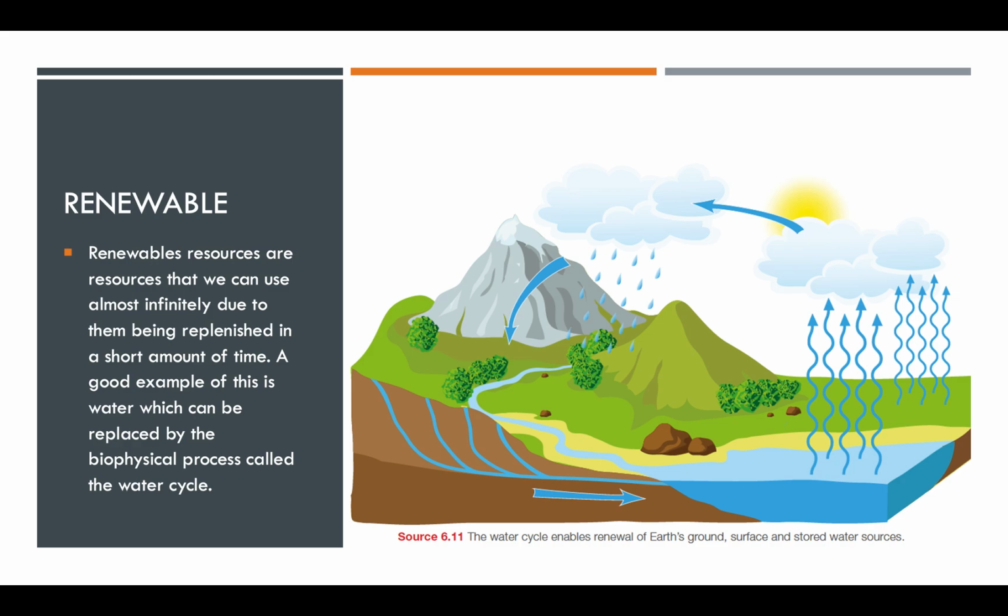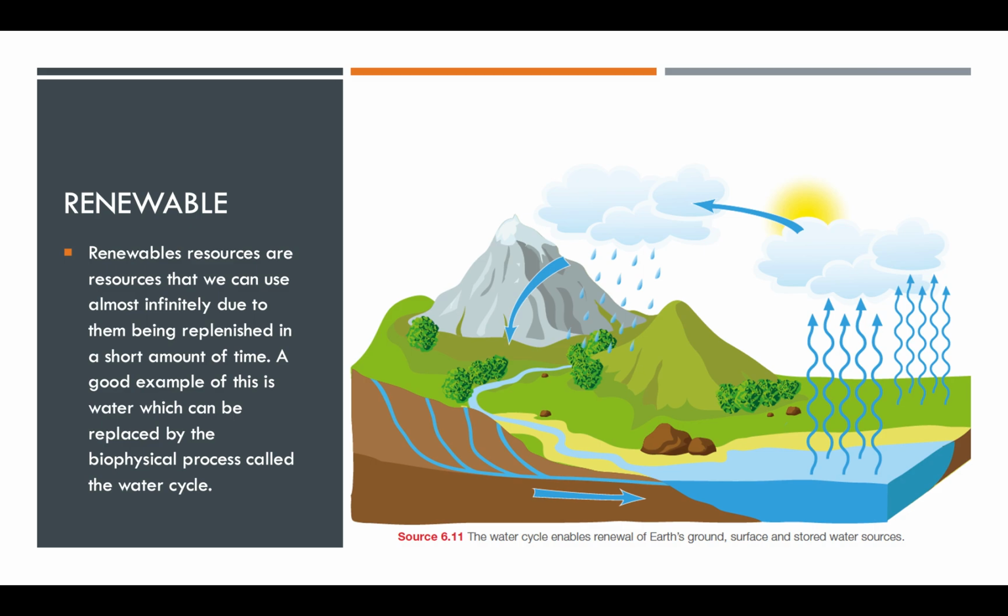So let's dive in further into renewable. Okay? Now, what are renewable resources? Well, renewable resources are resources that we can use almost infinitely, so almost, due to them being replenished in a short amount of time. And when we say short amount of time, we mean relatively short amount of time. So it could be hours, days, months, or a couple of years. Okay? Because remember, we're talking geography time here. And geography time can be anything from a couple of hours to millennia or thousands of years. So in this case, it's a relatively short amount of time.